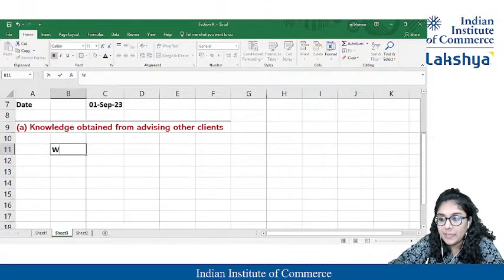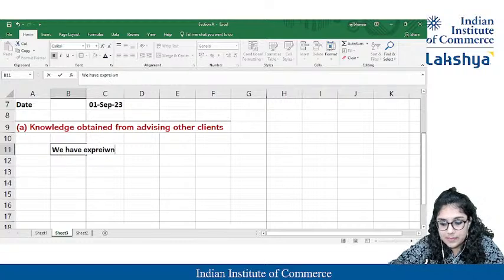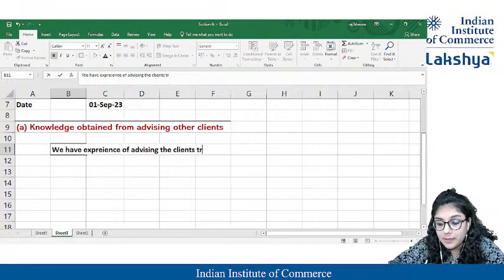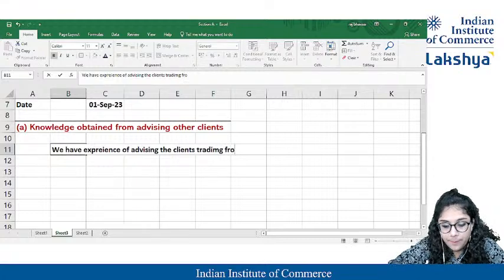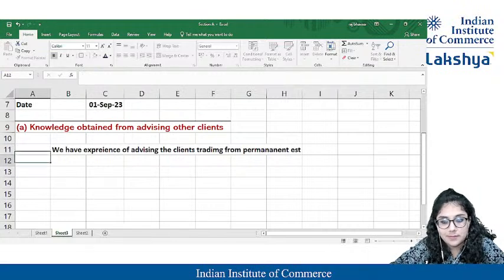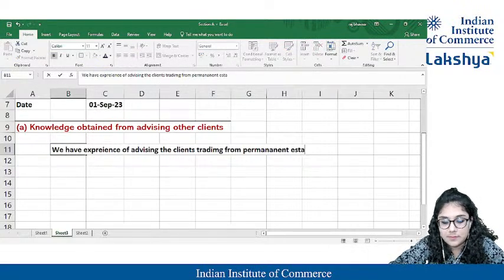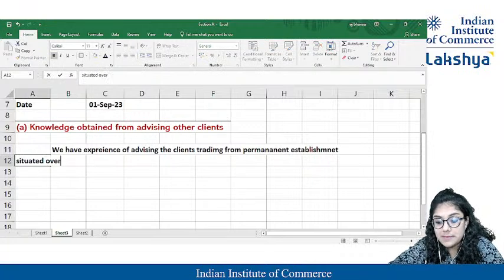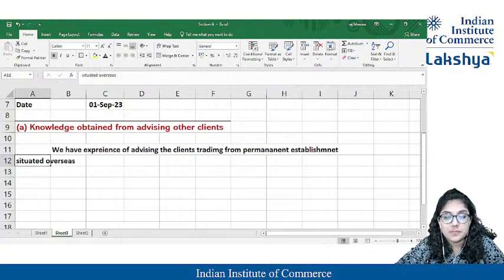So we can say we have experience of advising clients who are trading in that country, trading from a permanent establishment situated there, so situated overseas. Okay, so this is my first point which I can give him.